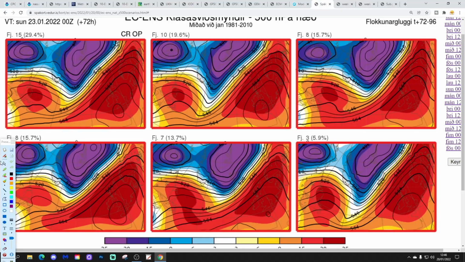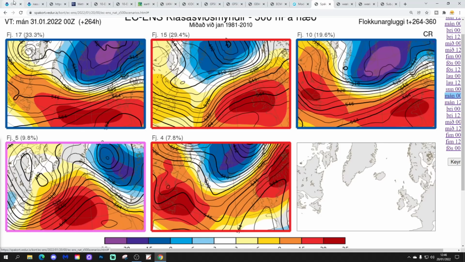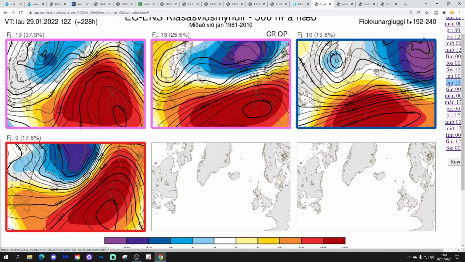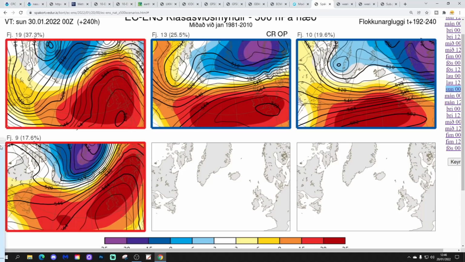These are the options on the table within the ECM Ensemble for day 10. Gets us to the 23rd of February from the Icelandic Met Office. May all involve high pressure, and it's going to be the exact placement of the high pressure that is going to be critical. These are the options, I should say. There they are, for day 10, which will be the 30th of January.